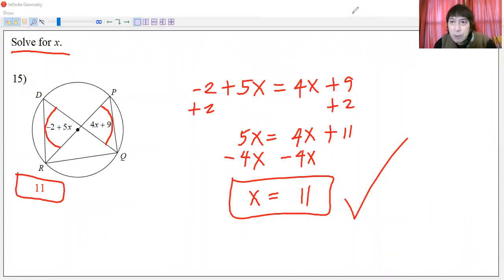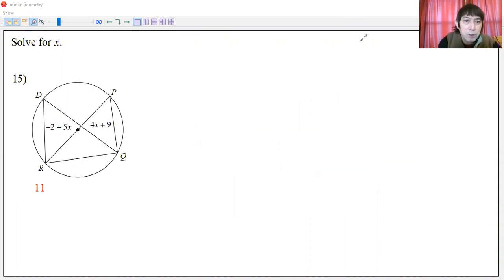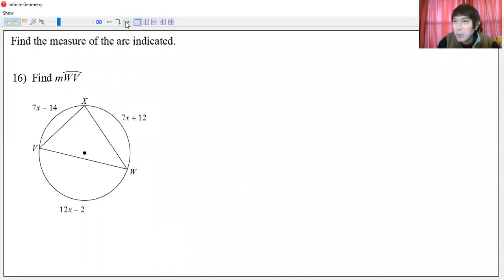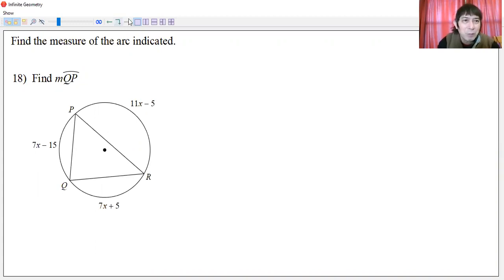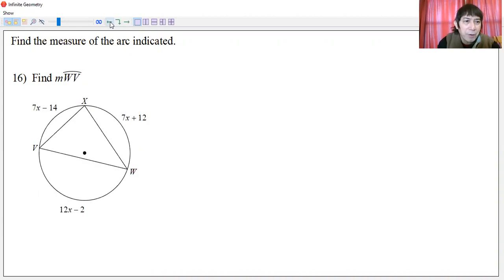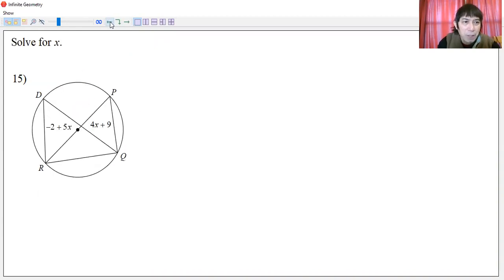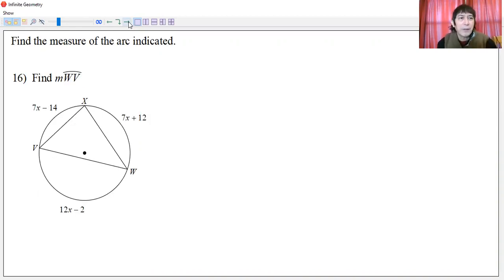Let's continue with the next number. Let's clear the screen and proceed to number 16. Oh, it's the last number? Oh, no, we have number 16. Let me rewind. That was our last number, so our next number must be 16. There. That should be it. I thought 15 was the last number, but we still have number 16 over here.